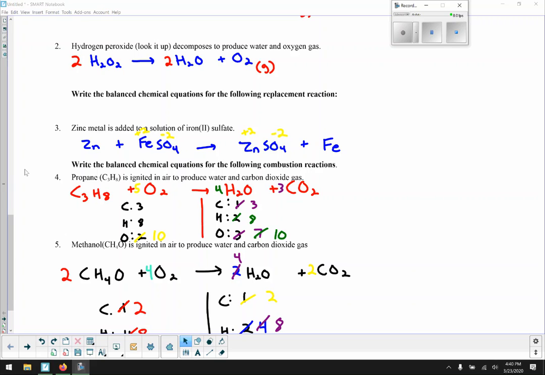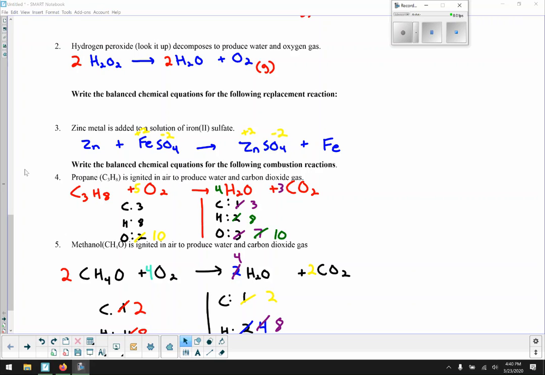So when the zinc combines, excuse me, with the sulfate, it kicks the iron off. This is a single replacement reaction. Zinc is higher than iron on the activity series, so zinc can and will remove iron from the sulfate. So zinc gets to go with the sulfate.